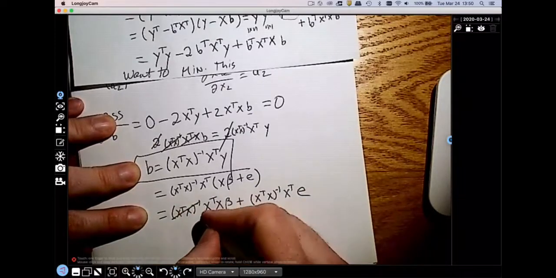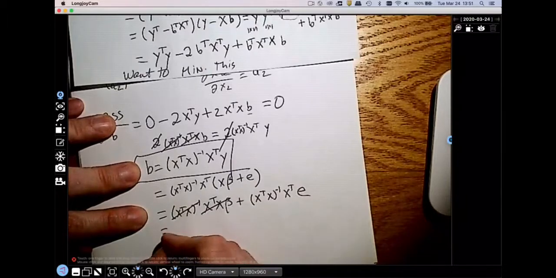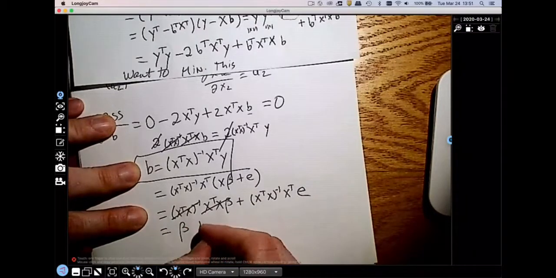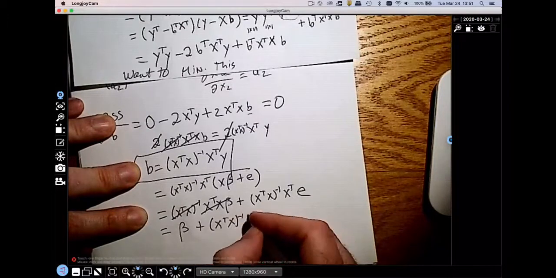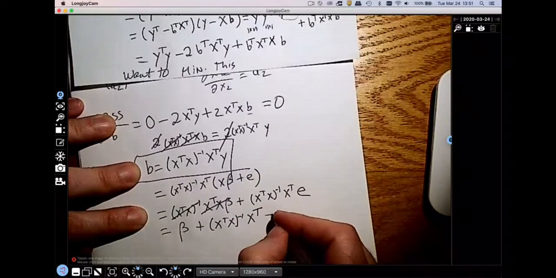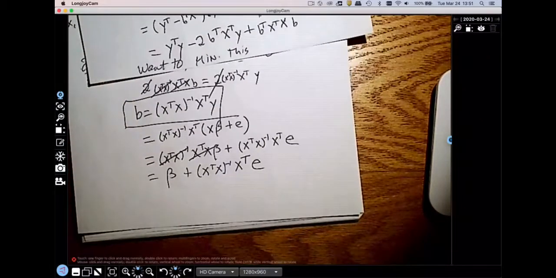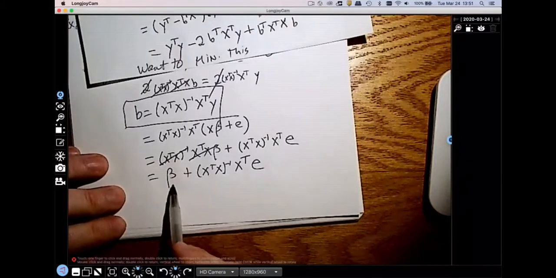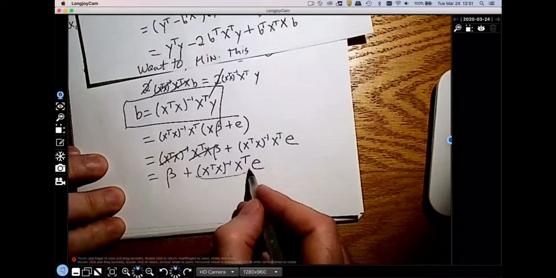Now, those things cross out. I didn't mean to cross out the beta. This is all left equal to beta plus x transpose x inverse, x transpose times e. Now, what do we have here? We have a linear combination. So beta is a constant. This whole matrix here is another constant.